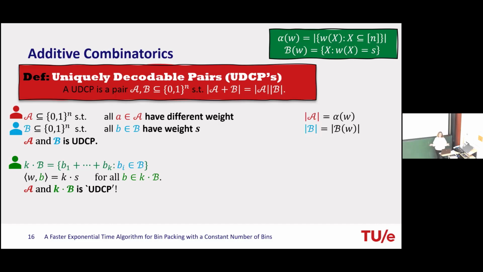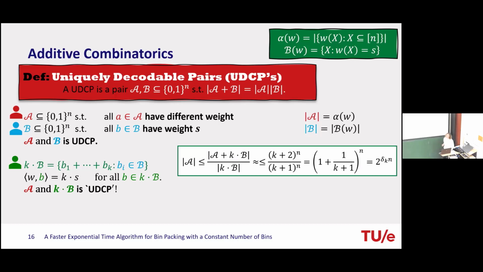And now I use the same argument as I did on the same, like 2 slides ago, that these new A and new K times B, they're also UDCP. So they're not really UDCP because K times B doesn't live in 0, 1 to the n, but the property that the size of A plus K times B is equal to the size of A times the size of K times B, that still holds. And now I actually have time for this, I'm surprised. I just want to give you a flavor of how this helps us and why this is so powerful.